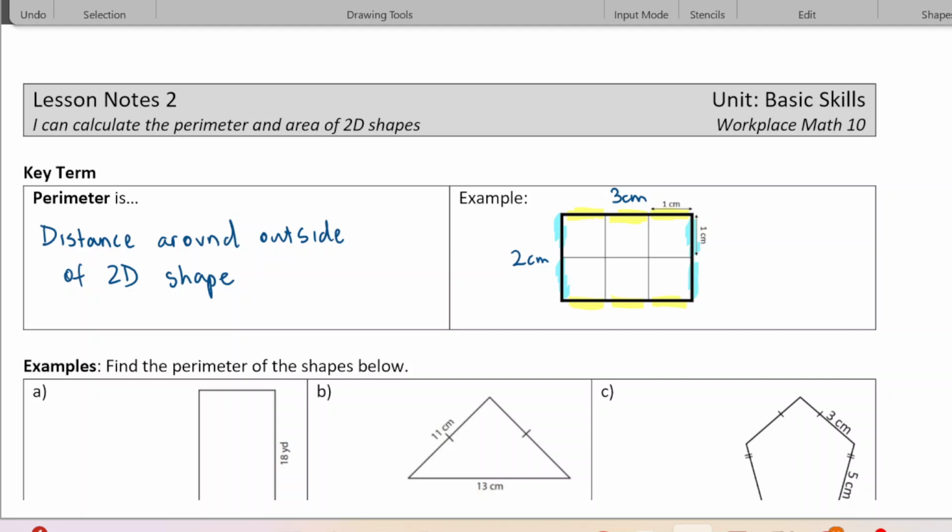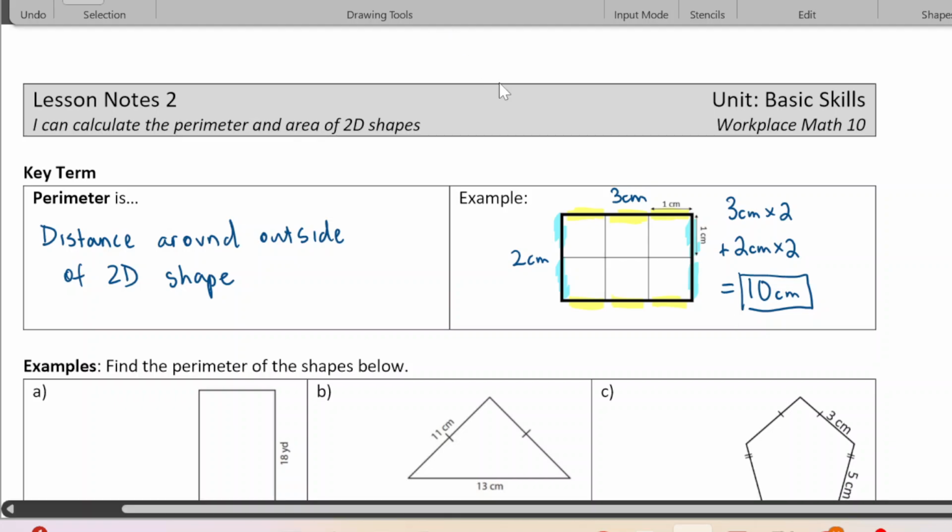And then here, another 2 centimeters. So if I want to add up the perimeter, I'm going to add up all of those outside lengths. 3 centimeters times 2, because there's 2 of them, plus 2 centimeters times 2. So 3 plus 3 plus 2 plus 2, that makes 10 centimeters. So that is my perimeter for that shape. Okay, so you can practice. I would pause here and try and find the perimeters of the shapes below, or you can do it along with me.